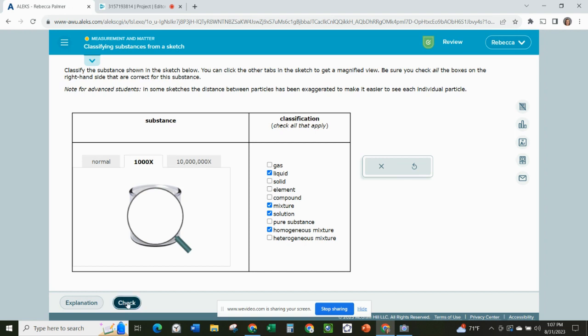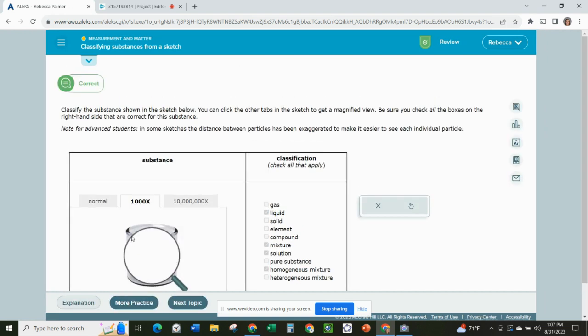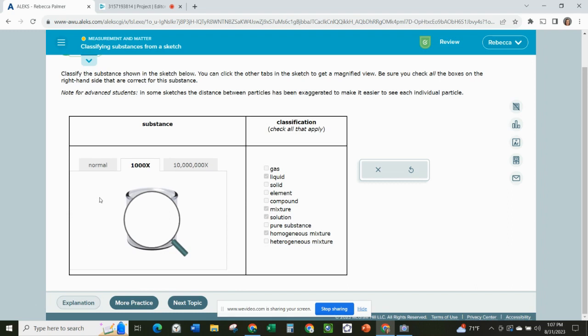Let's check and see if my reasoning is correct. Okay, so that's my reasoning. These ones were really tricky for me. I've practiced a lot, so I'm getting better. But if you ever need help, you can do the explanation. Let's go through a few more of these.